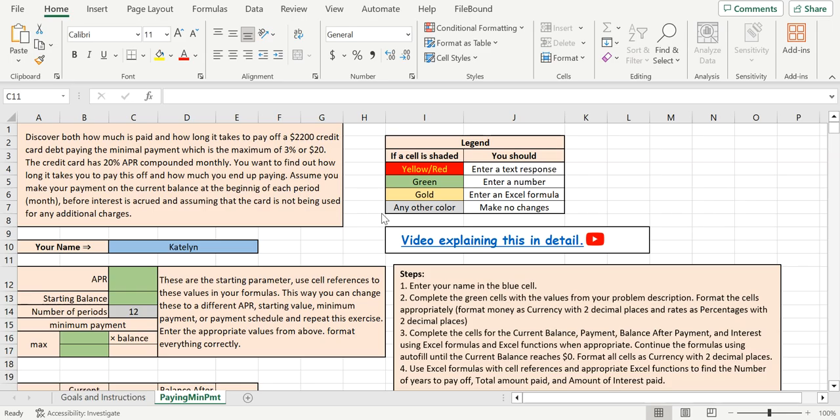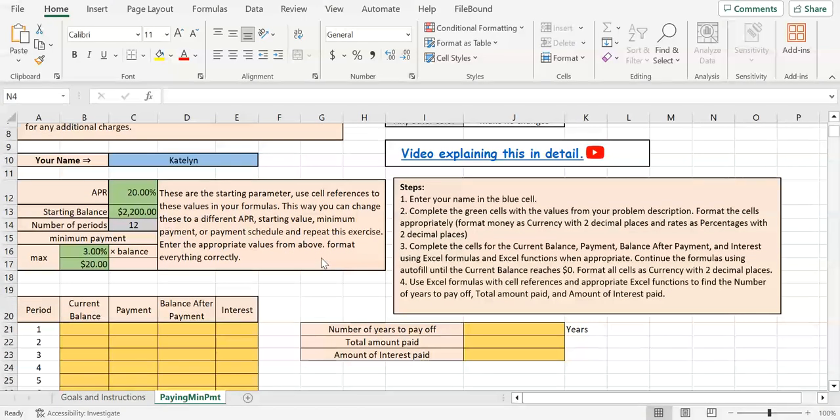So first, I'm going to enter all my information into the green cells, and I'm going to make sure I follow all appropriate formatting, include dollar symbols, and include percent symbols on the values. After you've entered in the information for your problem, below that is where we're going to start entering in our formulas. So our formulas below, we have the current balance, the payment, the balance after payment, and the interest.